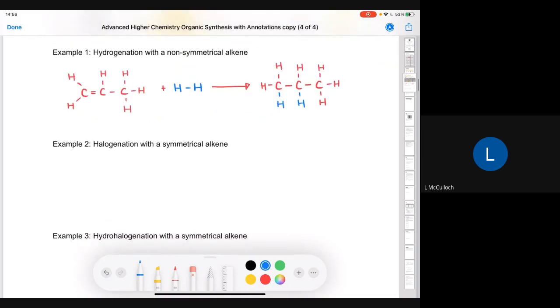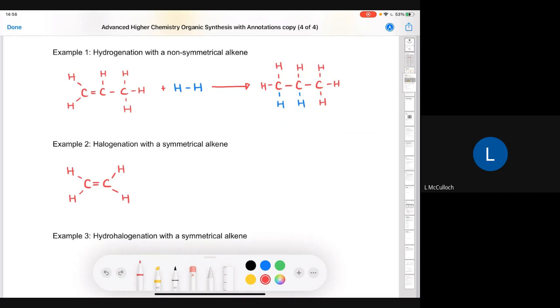Right, for example 2, we'll look at a halogenation with a symmetrical alkene. The symmetrical alkene we are going to use is, let's look at the simplest one, which is ethene. So ethene is our simplest symmetrical alkene. Again, we can pop a line of symmetry down the middle, and you can see that you've got the same arrangement of atoms on the left and the right.